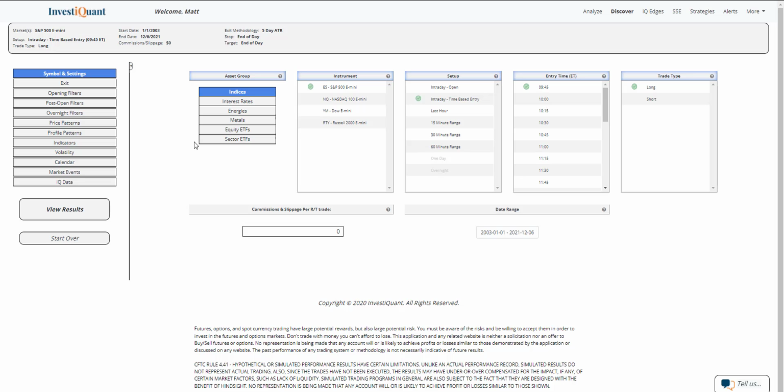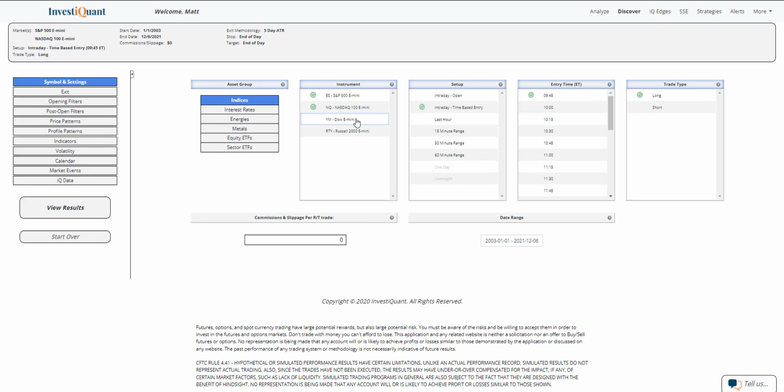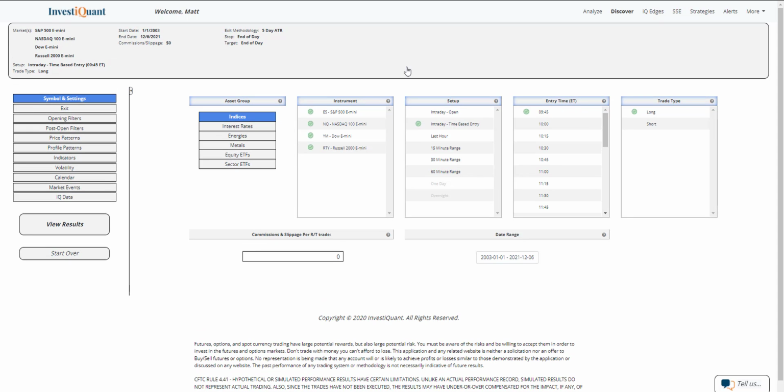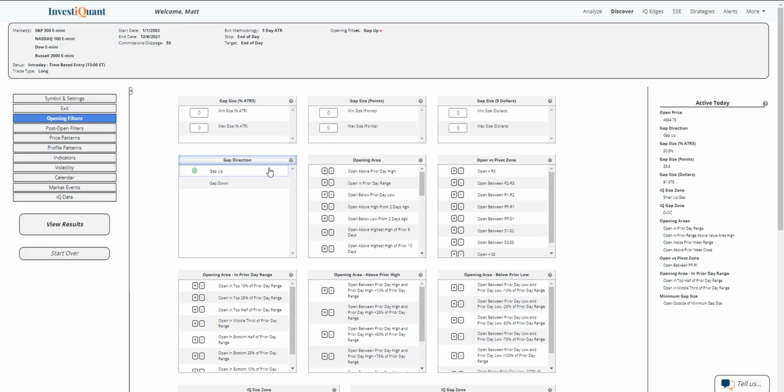So what we're going to look at this afternoon is what has happened historically when you get this type of strength on the heels of the weakness that we had on Friday. So let me go in here, select all four instruments, and use a time-based entry that'll get long at 3 p.m. Eastern Time. The exit will be set to 4:15 p.m. Eastern Time. Now this morning we opened higher, so I'm going to add that to the test by going to the opening filters and clicking on gap up.